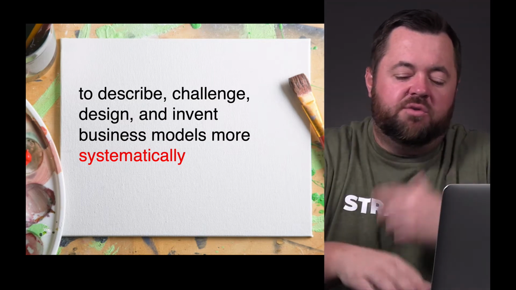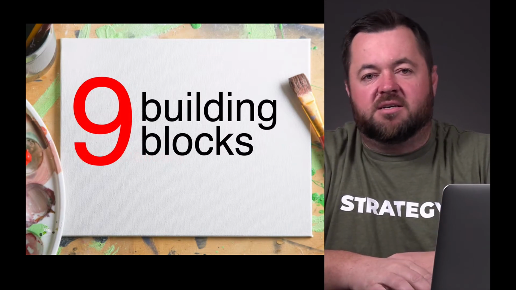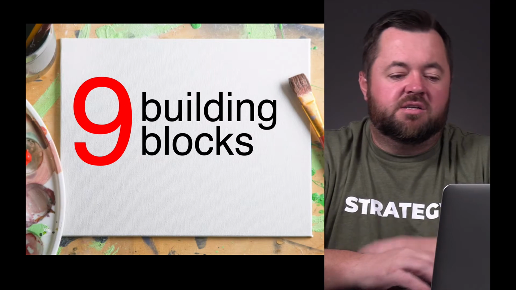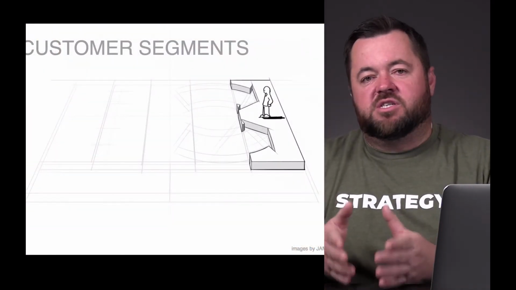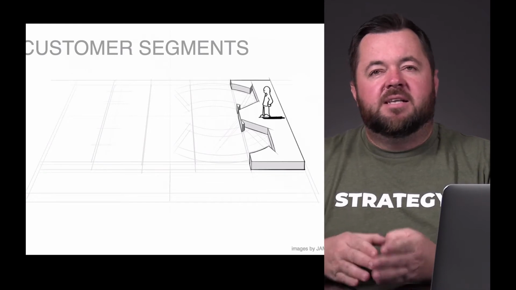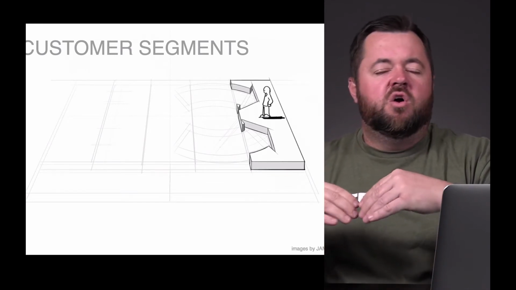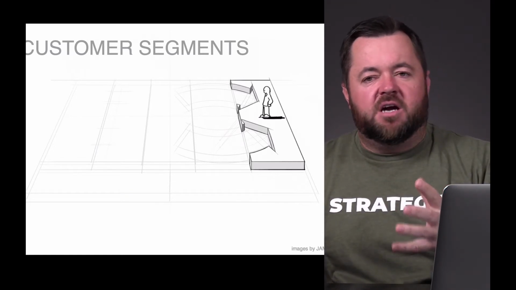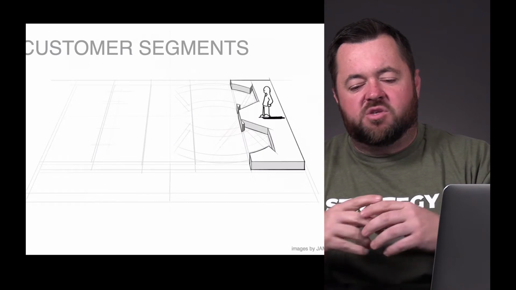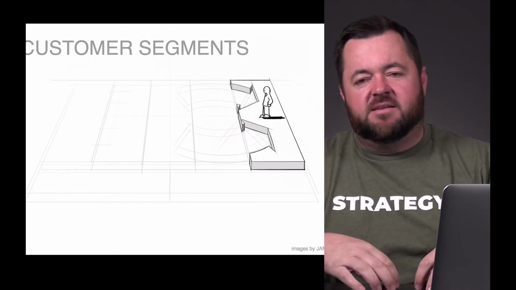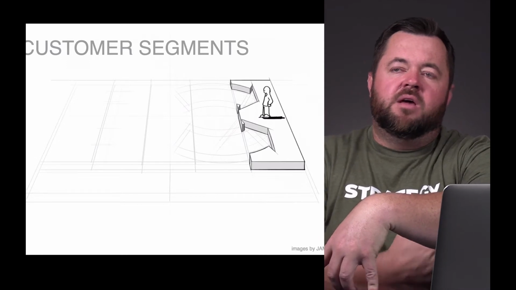So let's go through what those parts and pieces are, and let's talk about the 9 building blocks that go into building a startup. So the very first one that we're going to talk about is customer segment. Customer segment is not so much about defining a geography or even a demographic of a certain type of person we want to sell to. It's really more about circumstances and psychographics. So let me give you an example.